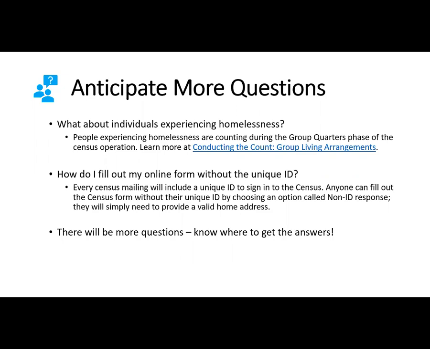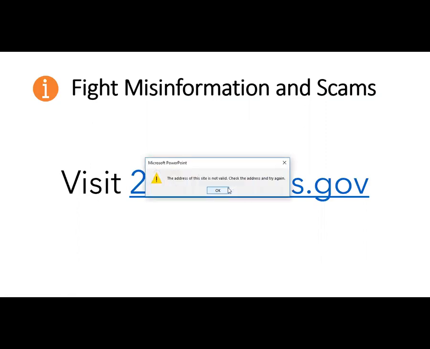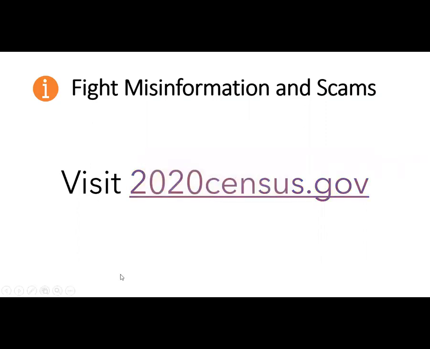There will be more questions other than these. These are the kind of big overarching ones that I've heard again and again at every census event that I've been at. What's going to be important for you guys is to know where to get the answers. And that goes along with one of the other big roles libraries can play, which is fighting misinformation and scams. So making sure that you know where all the answers are to everything so that your community has the best information available.